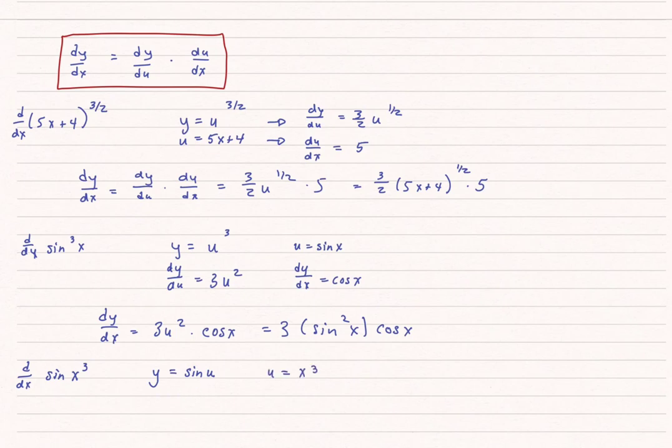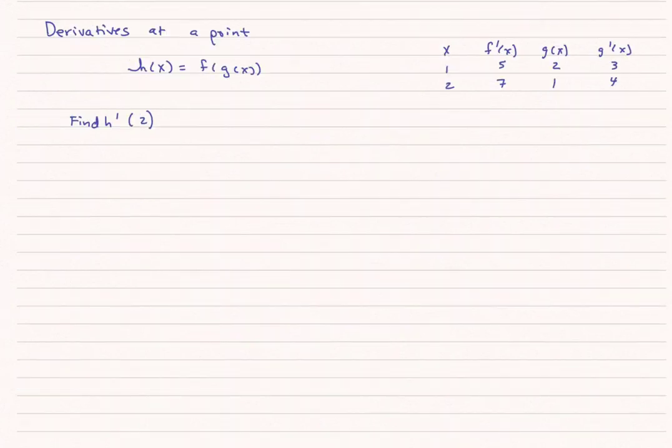Now if I take my y and my u, and I find dy/du, that's equal to cosine u, and when I find du/dx, that's equal to 3x squared. So in this case, my derivative is simply cosine u times 3x squared, or cosine of x cubed times 3x squared.